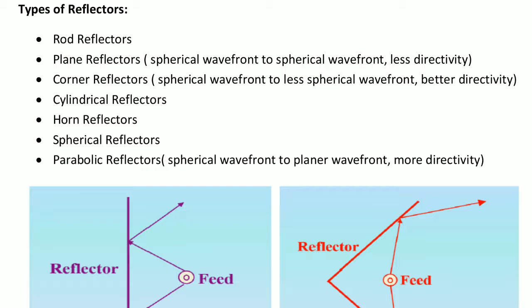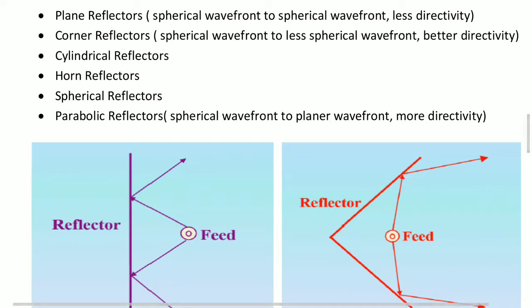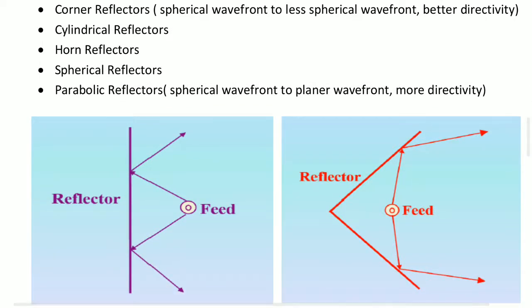And a spherical reflector is a reflector which is a part of a spherical surface. So these are the basic points of cylindrical reflectors, horn reflectors and spherical reflectors. For parabolic reflectors, there will be a separate video in the next session regarding the dimensions, its radiation pattern and its characteristics with gain and directivity.